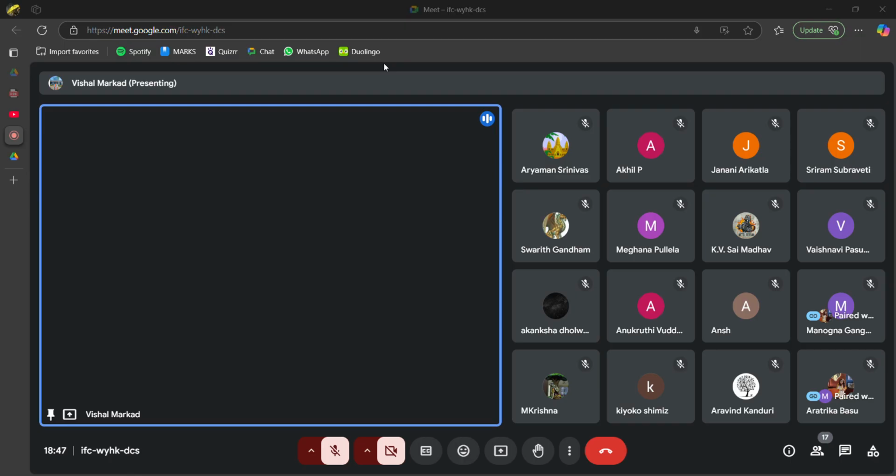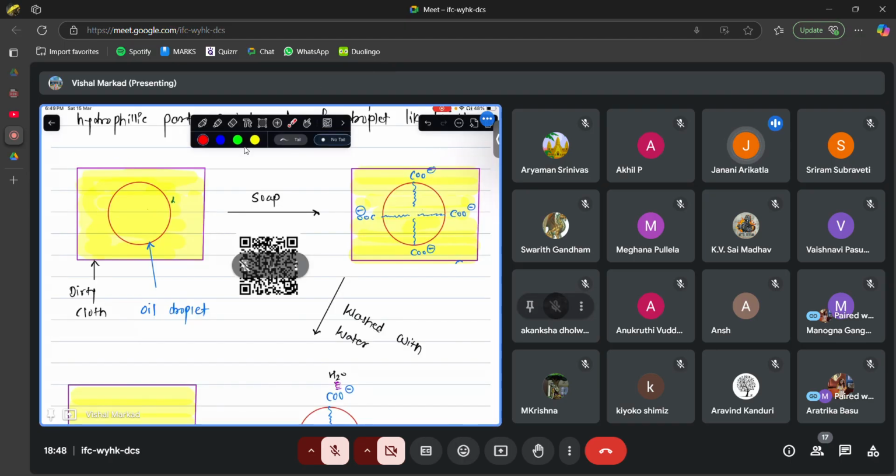Understand this one? And when we add water, this COO minus will move toward the water, and when COO minus is trying to move, it will take the entire oil droplet also. Okay, it's like it has caged this oil droplet. Clear this thing? Yes, sir.